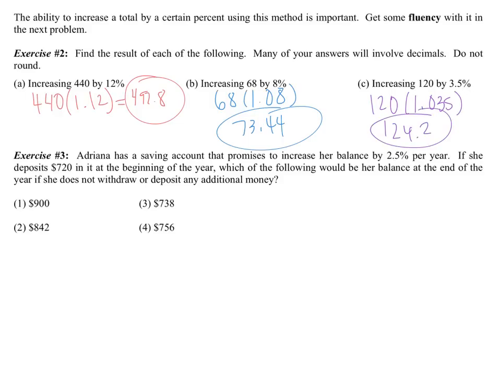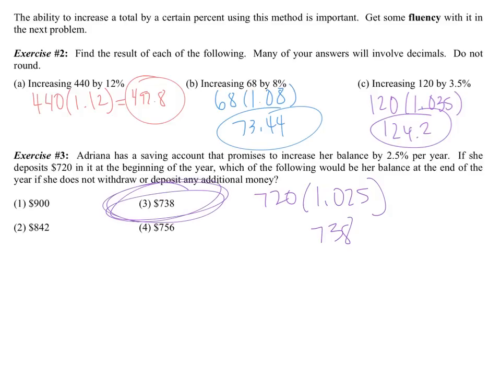124.2. So Adriana has a saving account that promises to increase her balance by 2.5% per year. If she deposits 720 in it at the beginning of the year, what would be her balance at the end of the year? So we're going to use the information we know up above. So we're going to multiply 720 by 1.025, and that gives us 738. So $738 is how much money she would have at the end of the year.